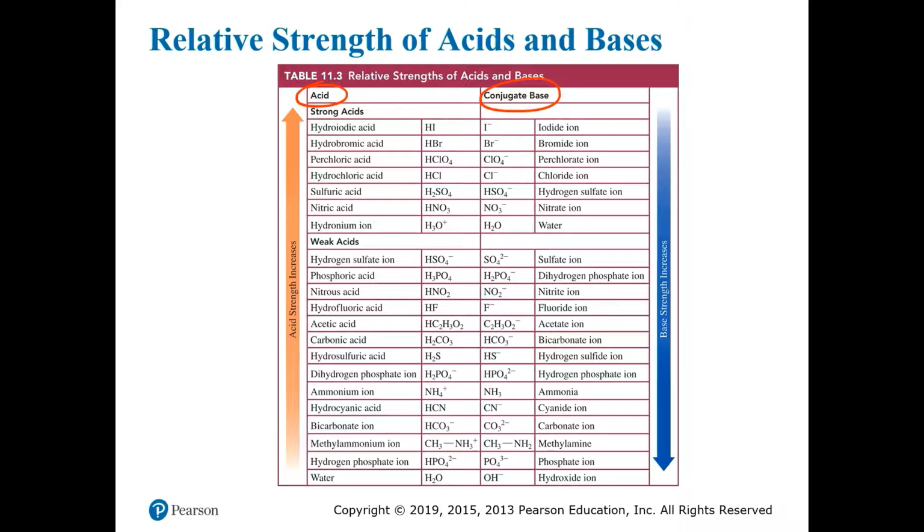In other words, if it's very easy for hydrochloric acid to give away a proton, it's not going to be very easy for the chloride ion that results to take back a proton. So we see that on the left-hand side, the strongest acids are up here at the top, and the weakest are down here at the bottom. Whereas for the conjugate bases, the order is reversed. The weakest bases are up here at the top, and the strongest bases are down here at the bottom.